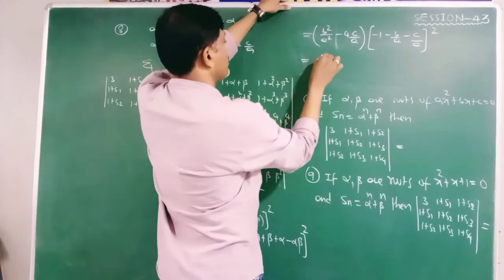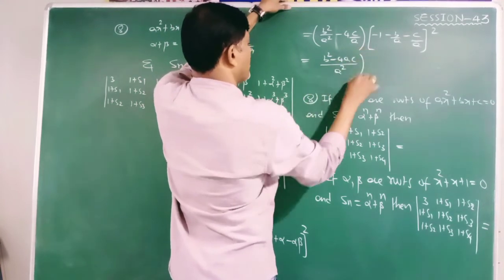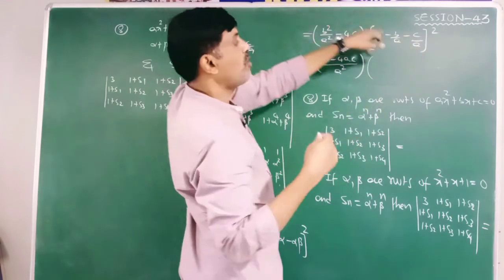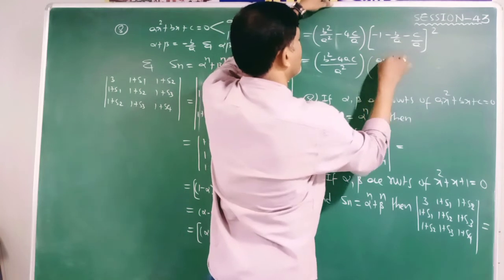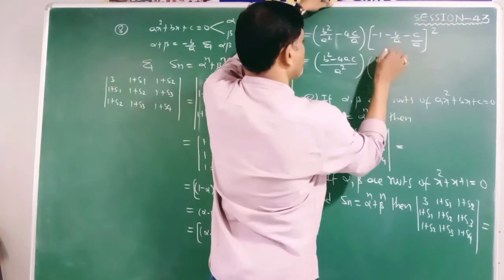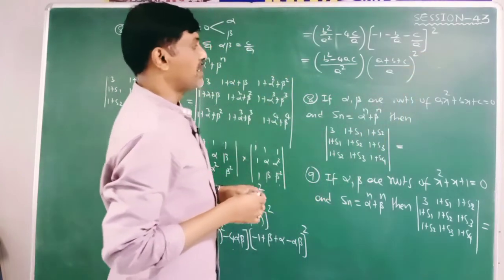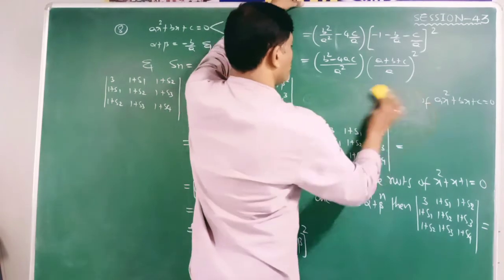Now you take LCM, b square minus 4ac by this value is a square. Now minus minus minus, you take minus common, minus of whole square is positive. LCM is what? A. This is a plus b plus c by a whole square. Now we have to write one more step here.